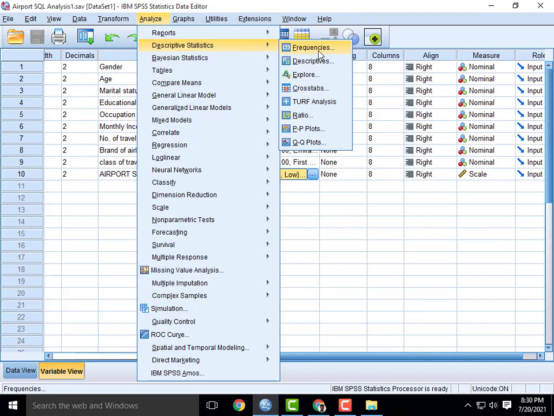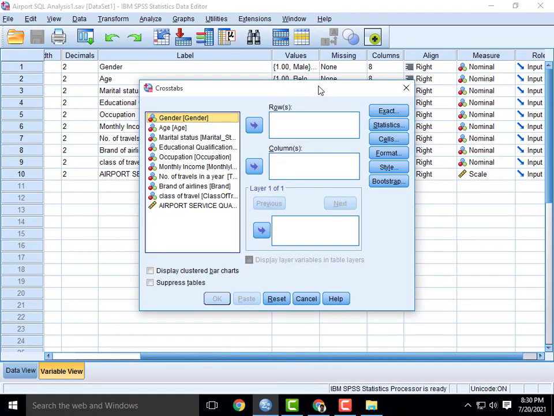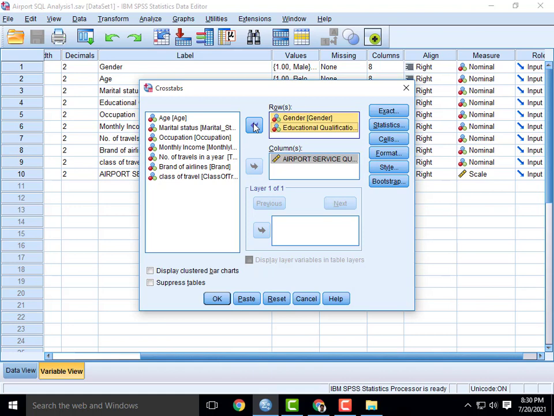Go to analyze, descriptives, select crosstabs. Now let us take airport service quality in a column and gender and education qualification in a row. Now our hypothesis is there is no association between gender and airport service quality. Second hypothesis is there is no association between education qualification and airport service quality. Using chi-square test of independence, we want to test these hypotheses.